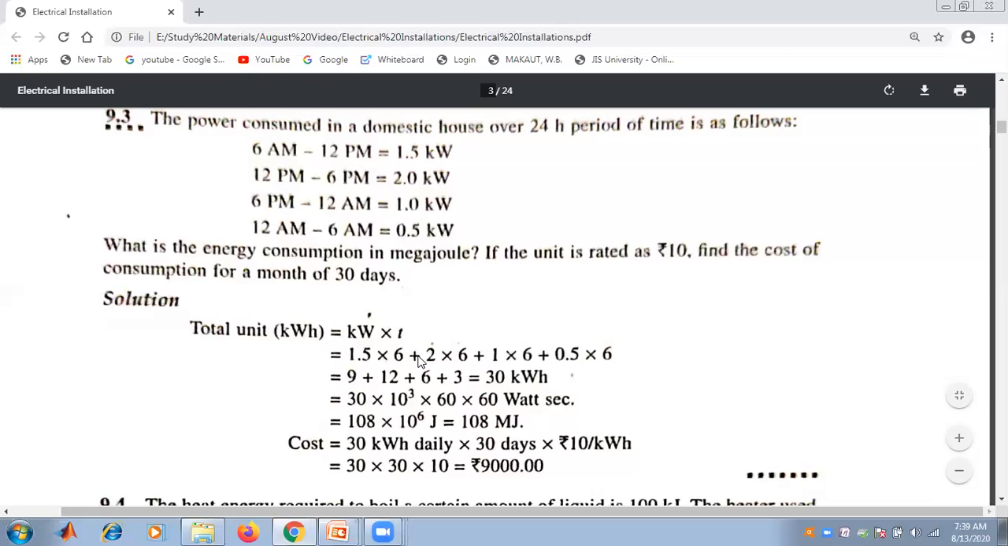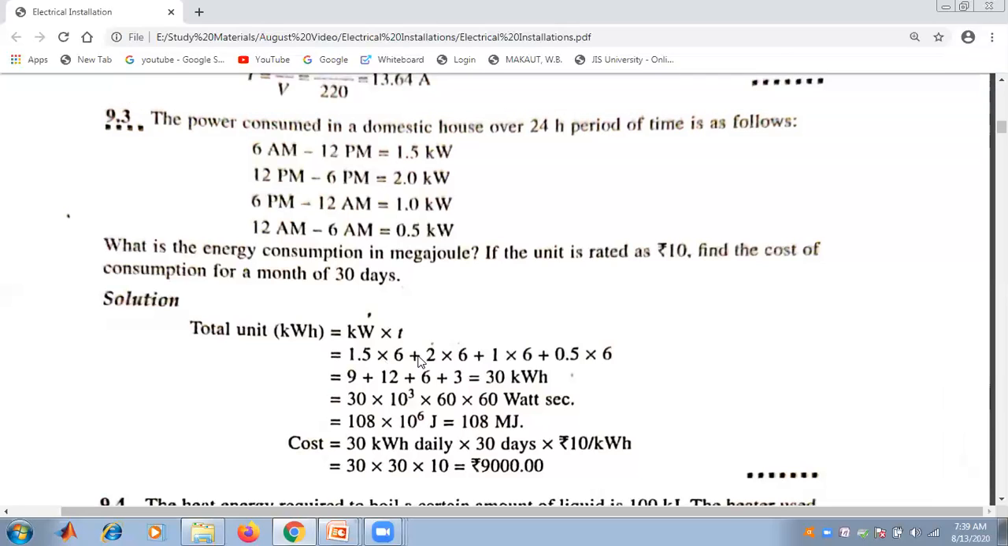So the total energy that is consumed is the summation of 4 intervals. Each interval is 6 hours, and the energy consumed for the intervals is given as 1.5 kilowatt for the first interval, 2.0 for the second interval, 1.0 for the third interval, and 0.5 kilowatt for the fourth interval, and each of the intervals is of 6 hours.